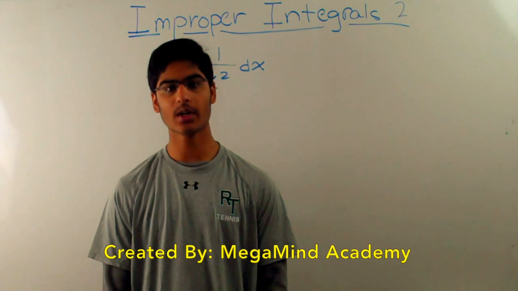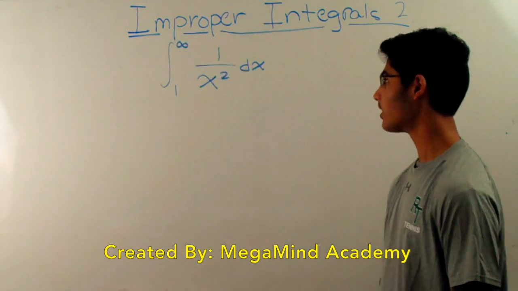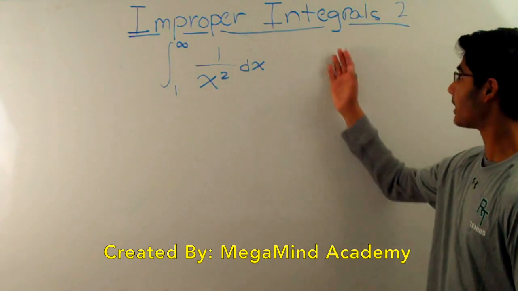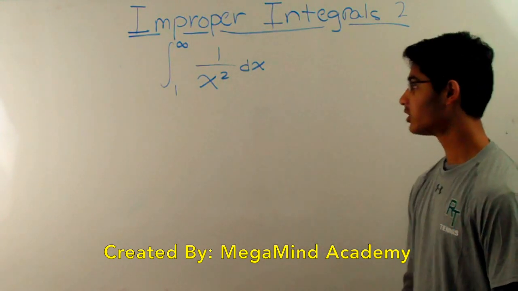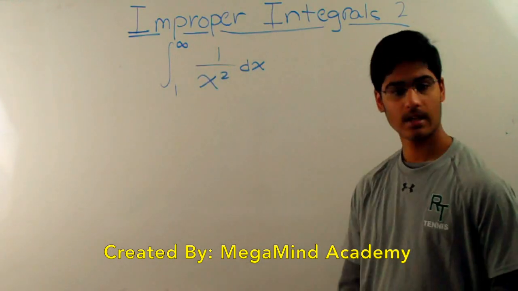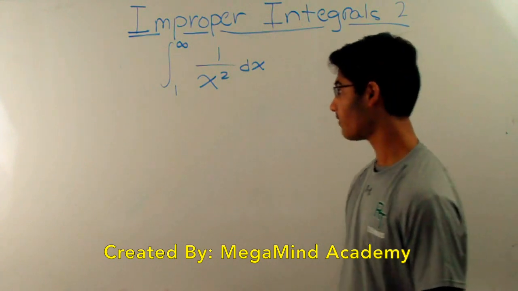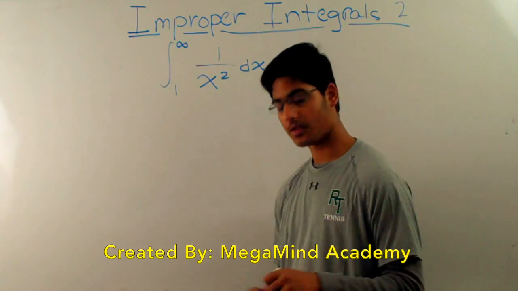Hi! Today we're going to learn about improper integrals in calculus. And this is the Improper Integrals 2 video. So, here's where we have an integral where one of the bounds is infinity, or two of the bounds are infinity. So how do we do this?